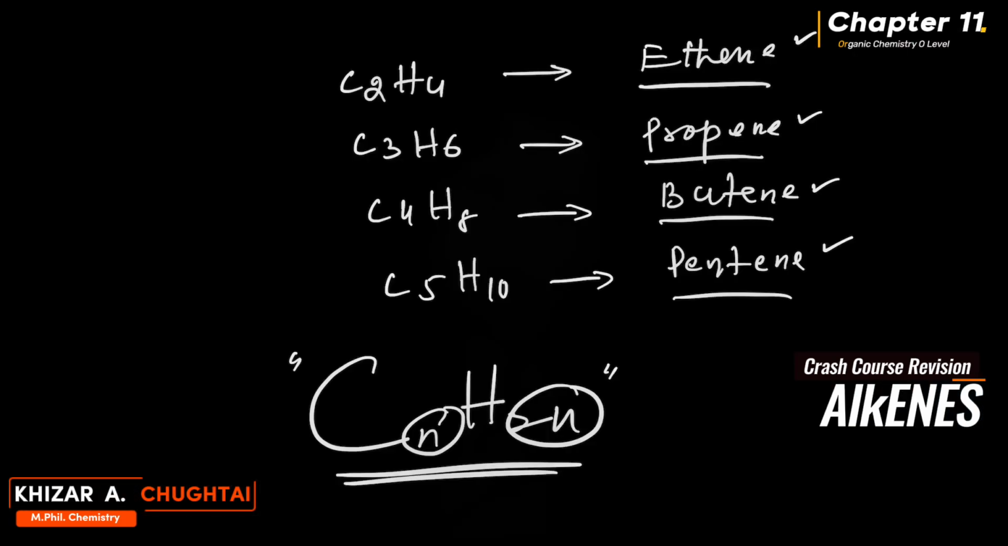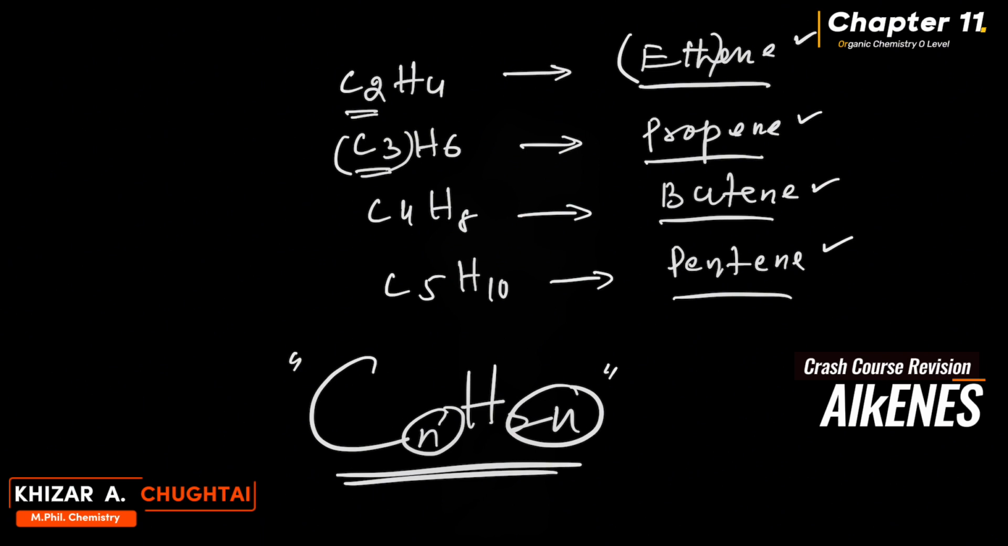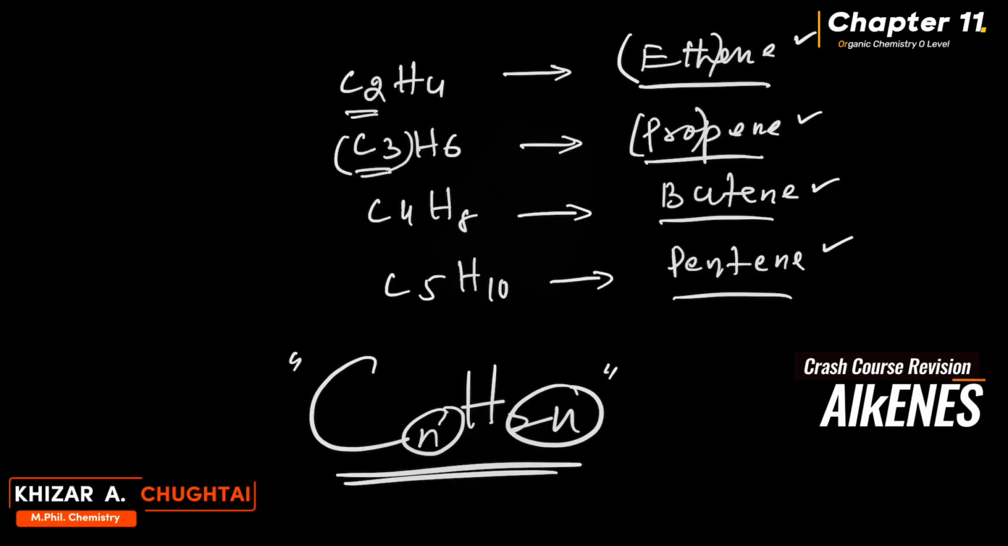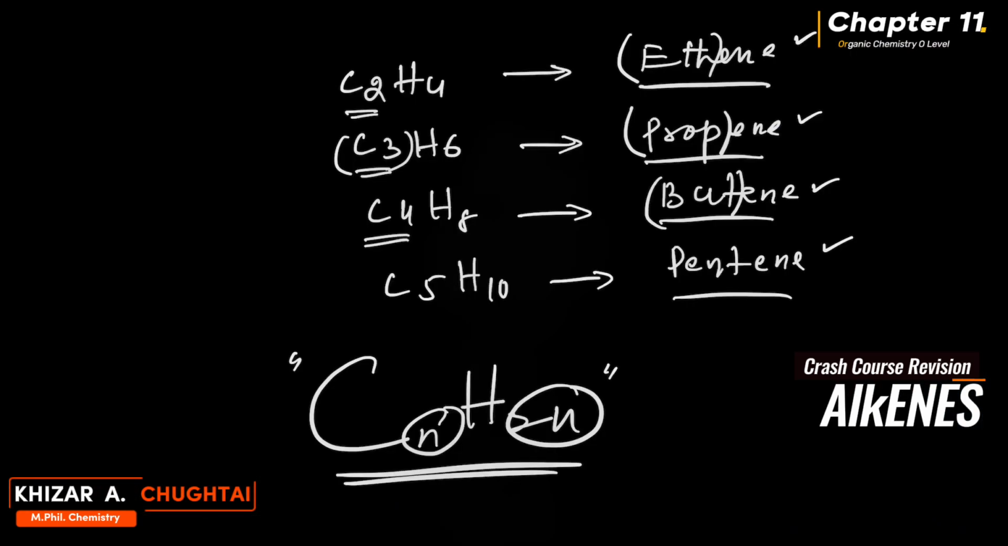As you know, if the number of carbons is 2, the name will start from eth. Any compound that has 2 carbon atoms has a name starting with eth. Any compound that has 3 carbon atoms, whether it is a hydrocarbon or a derivative of a hydrocarbon, has a name starting with prop. If any compound has 4 carbon atoms, its name will start with but. Any compound that has 5 carbon atoms has a name starting with pent.